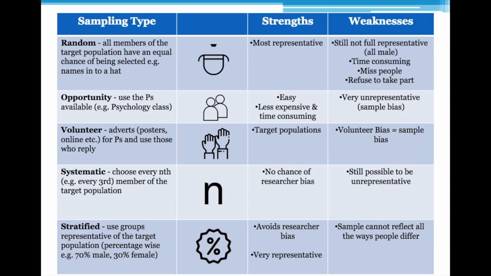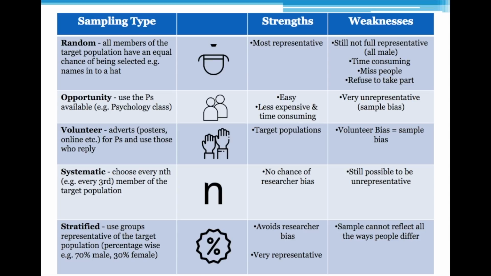However, it's still not necessarily the case. You could end up by sheer fluke, because you're picking numbers out of a hat or using a computer program. You could end up with an unrepresentative sample based on your sampling method. Unlikely, but could still happen. It's time consuming. You may miss people. People might refuse to take part, and those could all affect how representative your sample is.